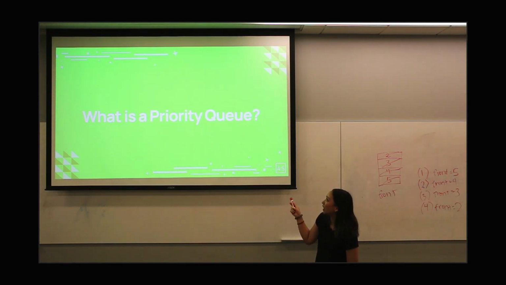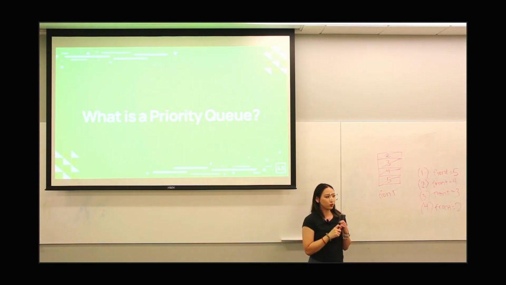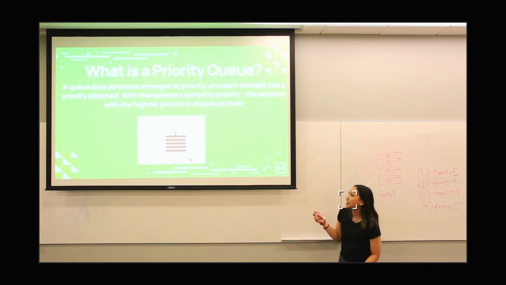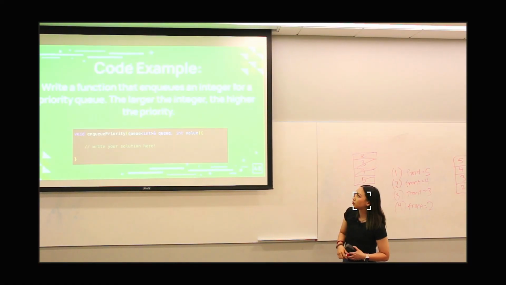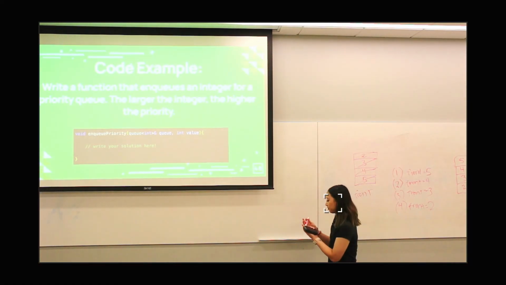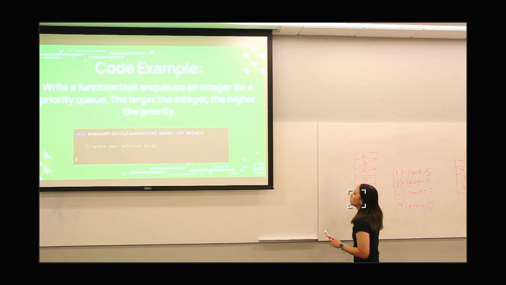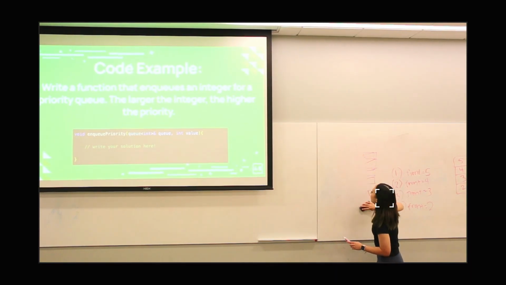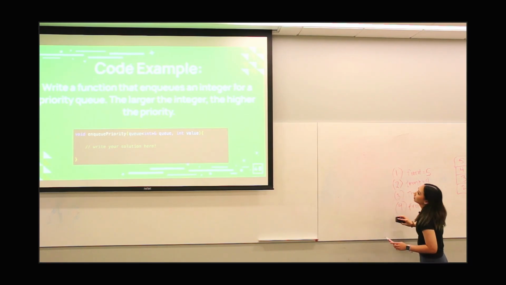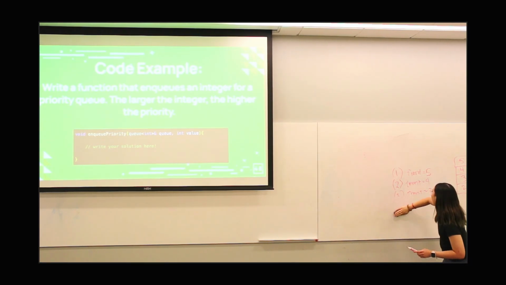Now, what is a priority queue? Okay, a priority queue is a queue that's arranged by priority. So it's not necessarily first in, first out. It will be arranged. Okay, so we're going to write a function that enqueues an integer for a priority queue. And the larger the integer, the higher the priority.